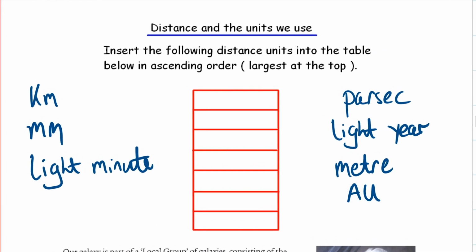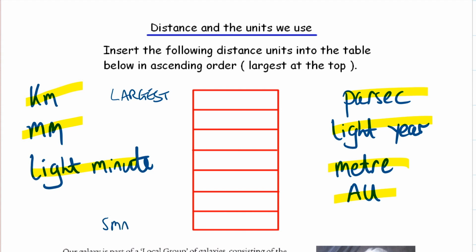Quick activity for you now then. Can you put these seven different distance units in descending order, so largest at the top, smallest at the bottom? It would be ascending order from bottom to top. Okay, press pause, fill in the boxes.